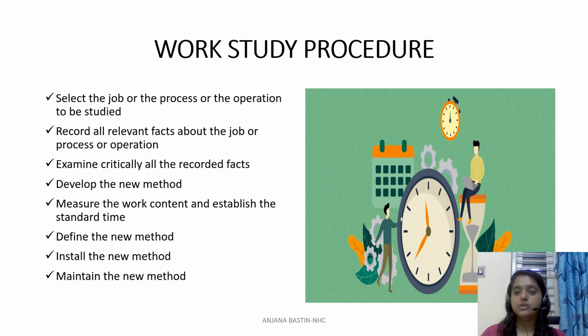Once it is defined, you have to install the method and see that it is being implemented. Then constantly check whether the method is going as per the flow, whether employees are comfortable working under the new method, and whether it is feasible and working properly. That is where you maintain the new method. See that it is consistent. If there are any issues with it, go back, see what it is, correct it and bring it back into place. So these are the general steps which cover aspects related to method study, motion study, all that we learn. But these are the general steps of the work study procedure.